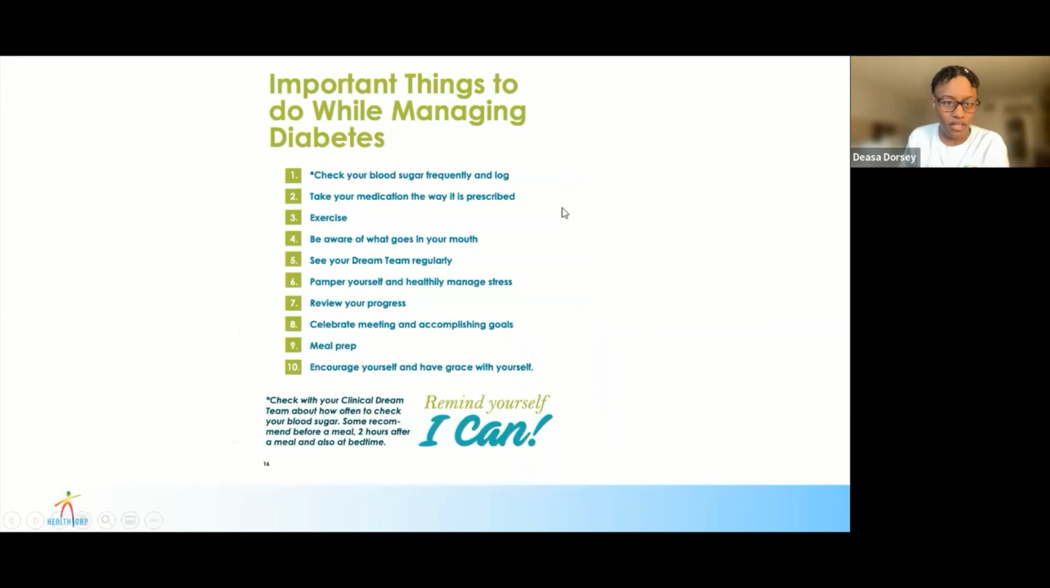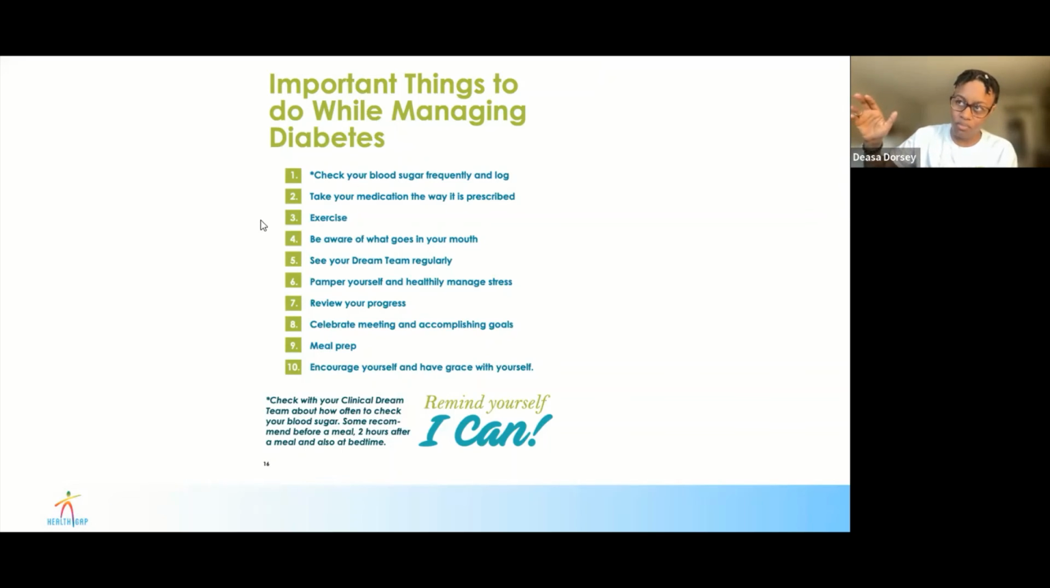Let's recap some things to do for managing diabetes. Check your blood sugar frequently and log it. We didn't talk about logging, but logging helps you see over time. So if you check your blood sugar twice a day, in the morning and 2 hours after you eat, now you can see that on Monday I was doing real good. But Tuesday I kind of slipped because I ate mashed potatoes and a piece of bread.